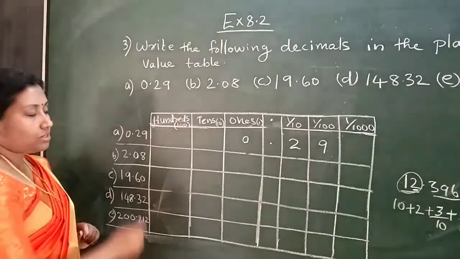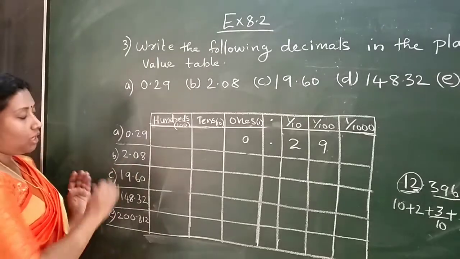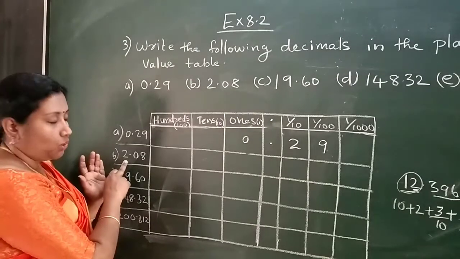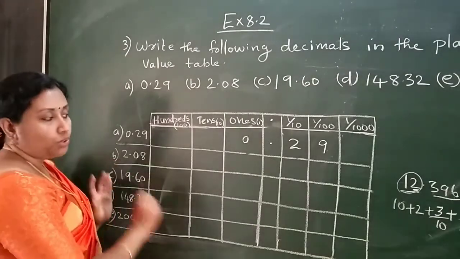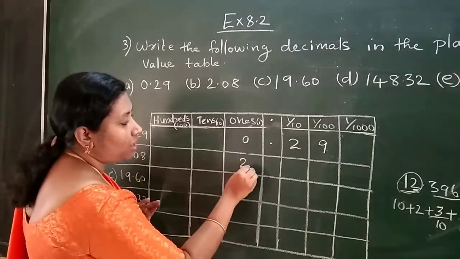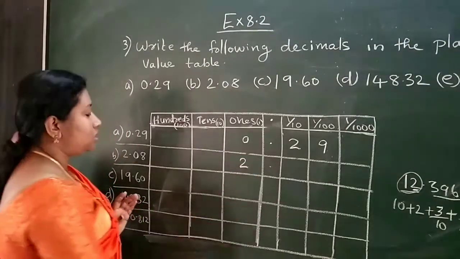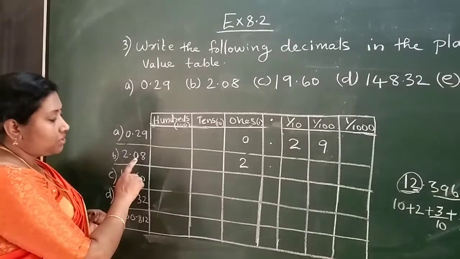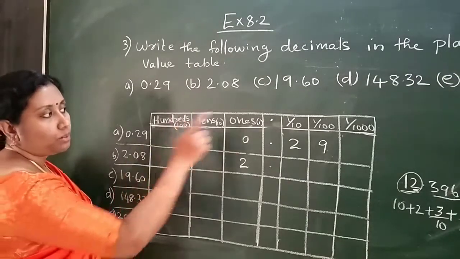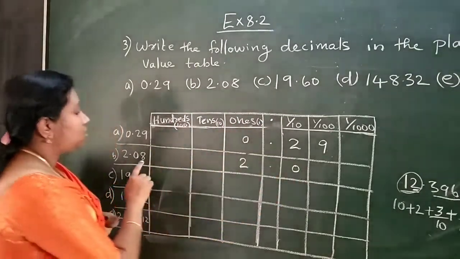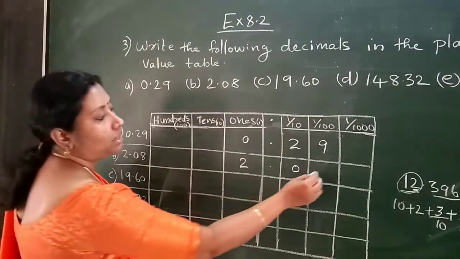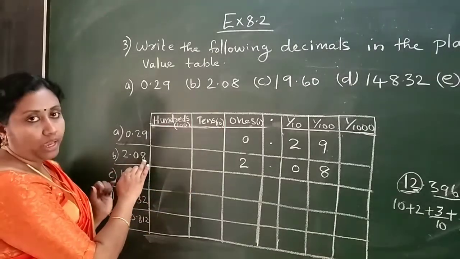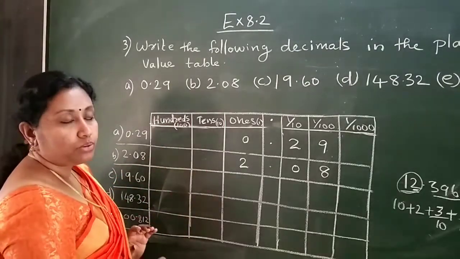Then your second question is 2.08. Here also in the whole number part there is only one digit, 2. So what is the place value of that 2? That is the ones place number. So you write 2 here. Then put the decimal dot. Then after the decimal point, the first digit is 0. That means the 1/10th place is 0. What is the second place number? That is 8. That is 1/100. This is the position of 2.08 in a place value table.